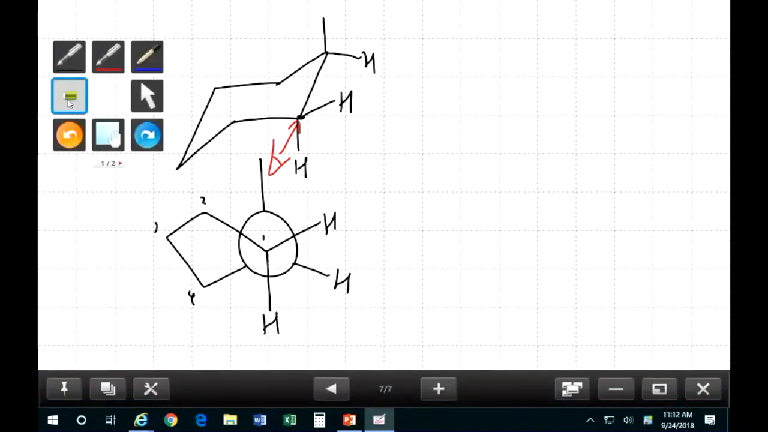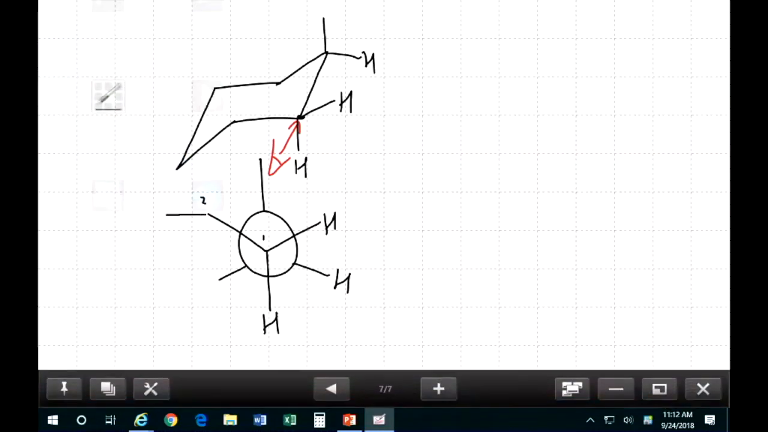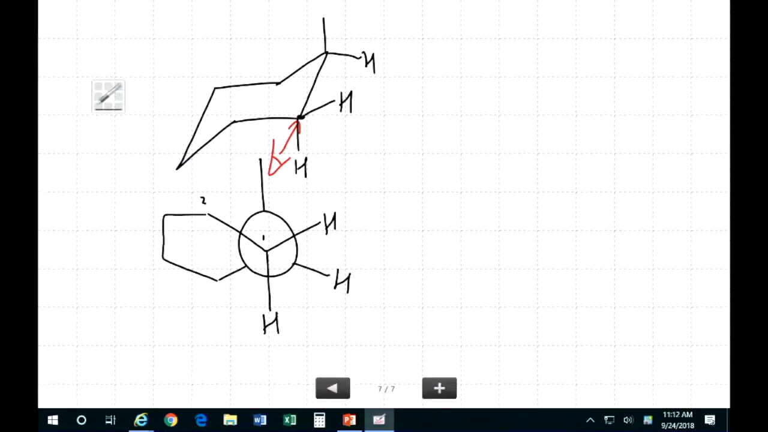Sorry guys, I seem to have missed the carbon. I've done this tons of times, and I don't think I've ever missed a carbon before. 1, 2, 3, 4, 5. And the carbon you can't see is 6. So here's 1, 2, 3, 4, 5, and that makes 6 right there.